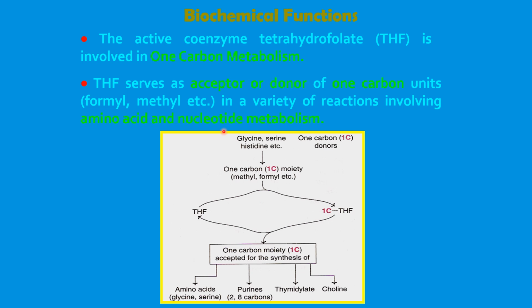So here is a good example. Tetrahydrofolate can accept a one carbon group to form carbon tetrahydrofolate in different forms, and then it can donate this carbon group in different reactions. It can donate it to amino acids to synthesize glycine or serine. It can donate it in the synthesis of purines, in the synthesis of thymidylate, and also in the synthesis of choline. So as we said before, it can accept the one carbon group, and then in the form of carbon tetrahydrofolate, it can donate the carbon group in biosynthetic reactions.